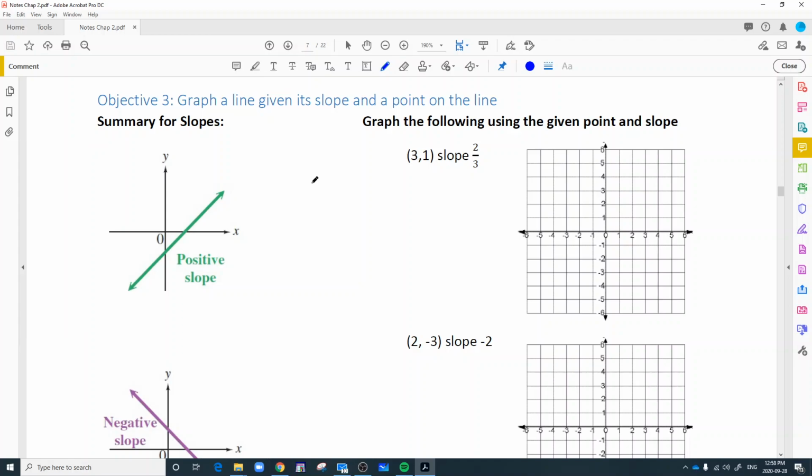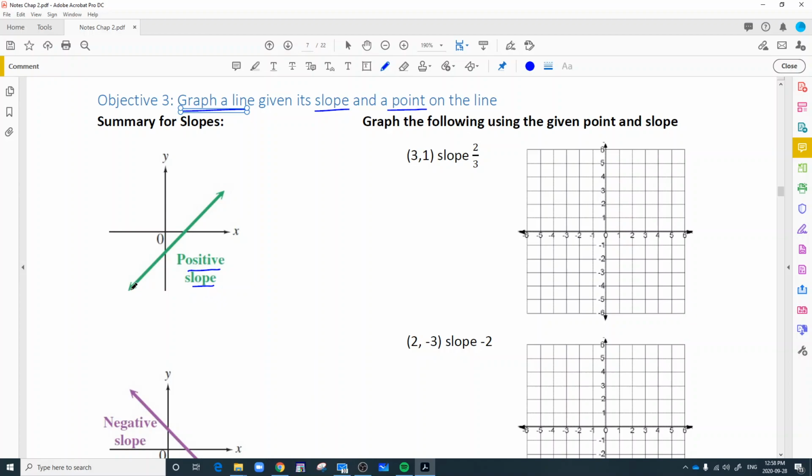In this video, we're going to move on from finding the slope of a line from a graph or from 2 points to how to graph a line when you're given its slope and a point. So in doing this, we're also going to come up with a summary for how to graph all slopes. So what we're going to start with is a positive slope.